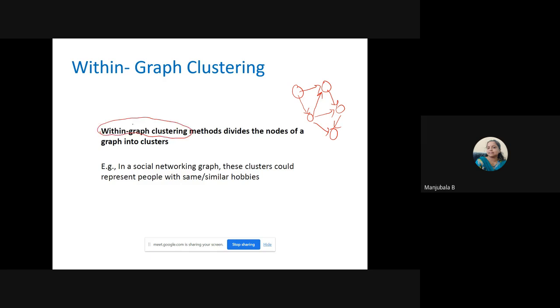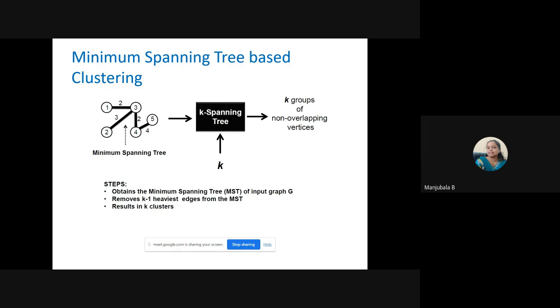I will explain how to do within graph clustering using the minimum spanning tree and the shared nearest neighbor concept. Suppose you have a social networking graph, and you have to cluster or represent people with the same or similar hobbies. If you represent each person by one node, then you can cluster the people having the same or similar hobbies into the same clusters. So how do we do this?